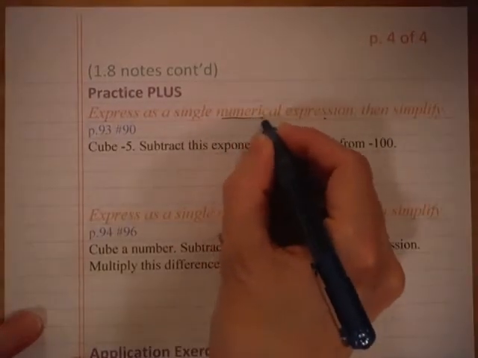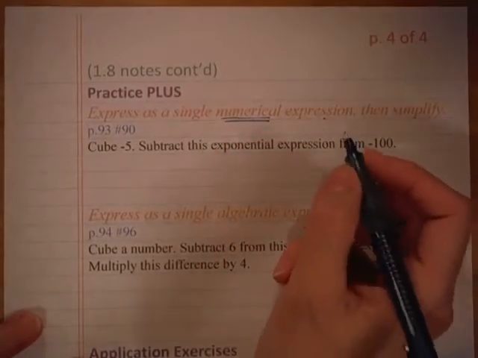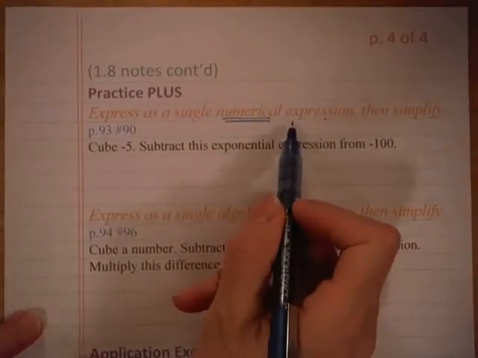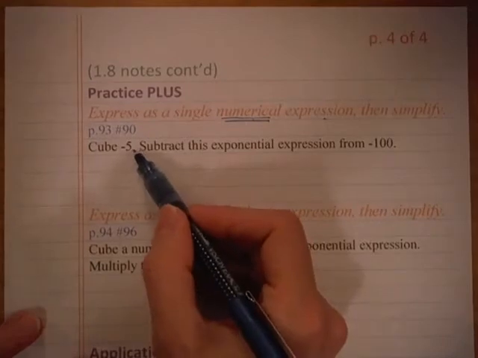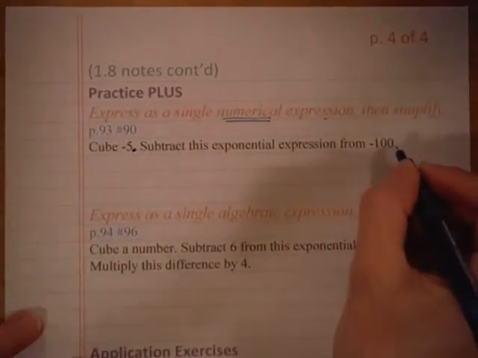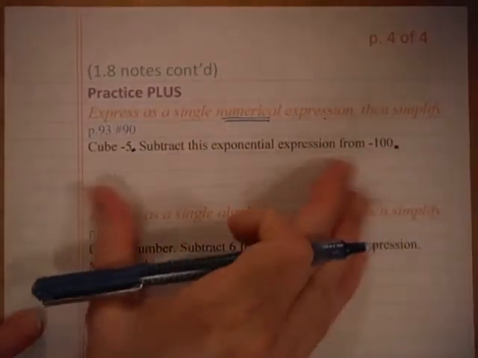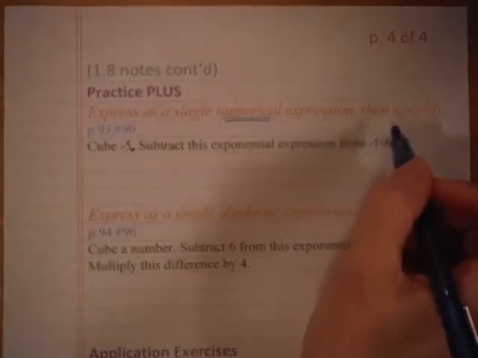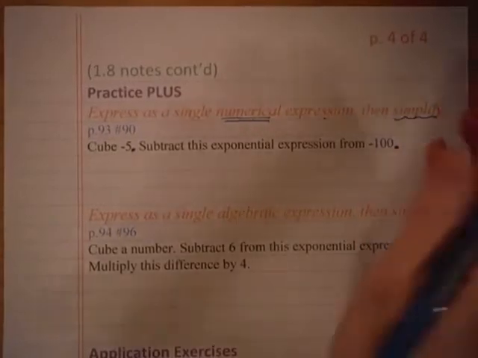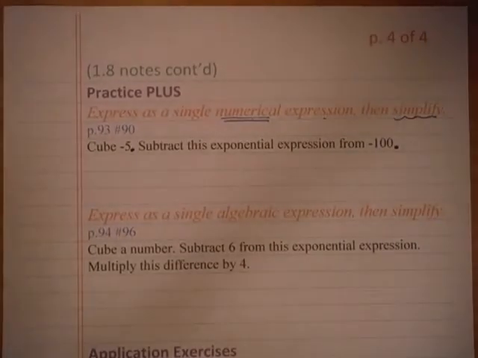So there's not going to be algebra involved. This is just numbers. And a single expression, meaning you're going to put this all together. It's two sentences, so there's two different mathematical things happening. We're going to combine it into one expression. So everything's going to be put together. And then we'll simplify it, meaning then we're going to go ahead and perform the order of operations that are there.